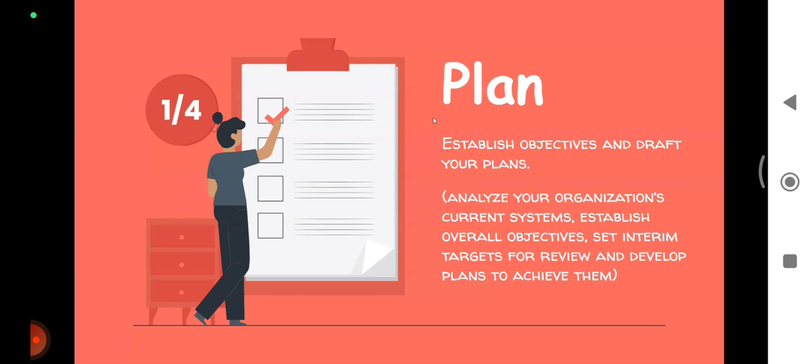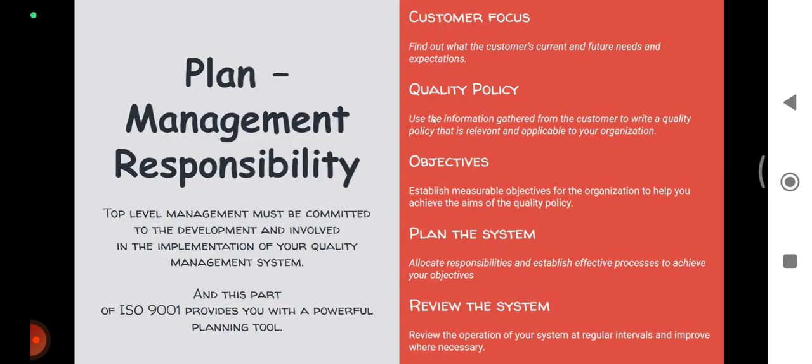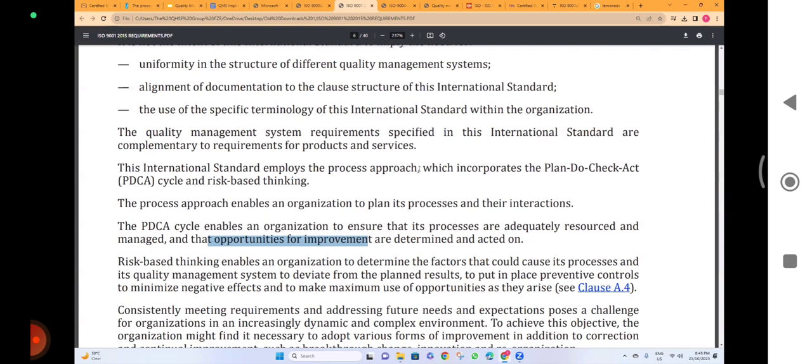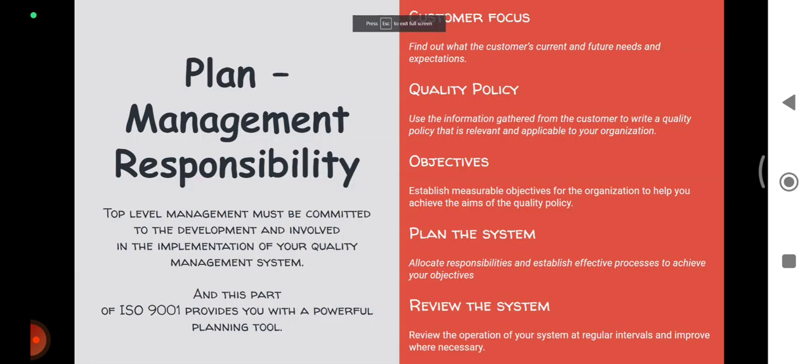So under planning now, I'm going to explain how the process approach, the risk-based thinking, and the PDCA can help you to plan. What I'm going to explain to you here is what happens here. These international standards, at each stage, employ the process approach, which incorporates the PDCA and the risk-based thinking. So that is what I'm going to explain here. Under planning, this is top management responsibility. And ISO 9001 provides you with a powerful planning tool.